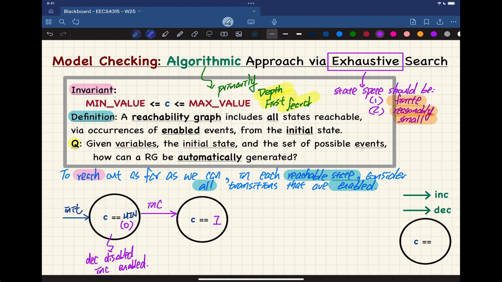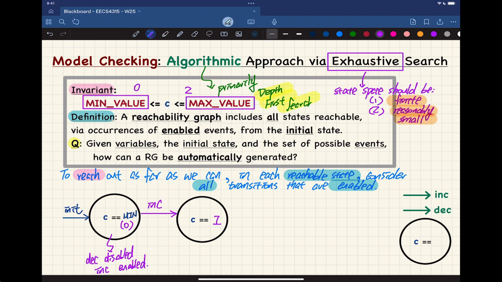So let me recap. From this initial reachable state, we want to reach further. So we got to consider all the transitions, all the events over here. Increment is possible. However, decrement is not possible. All right. And let me just make some assumption here very explicitly. Let's say the minimum value is 0 and the maximum value is just 2. So we don't get a very big graph, so you can just see the idea.